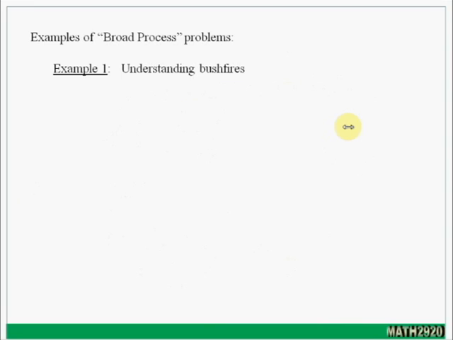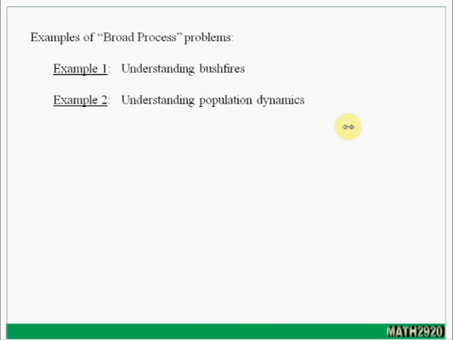The kinds of questions we might ask is, well, what can I do? What sort of strategies can I use to help prevent bushfires occurring? So am I better off clearing the trees? Am I better off having a controlled burn? And so forth. There'll be a whole lot of different strategies that you could try. So you could actually do a mathematical model here with an aim of exploring what would happen in certain scenarios, and so on. So understanding bushfires to me is a broad process problem.